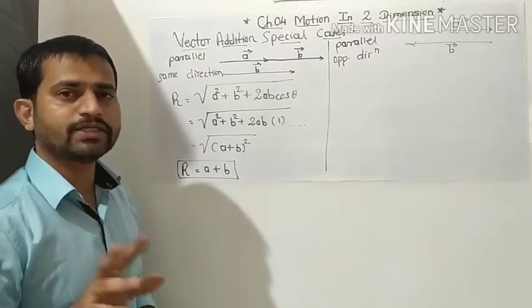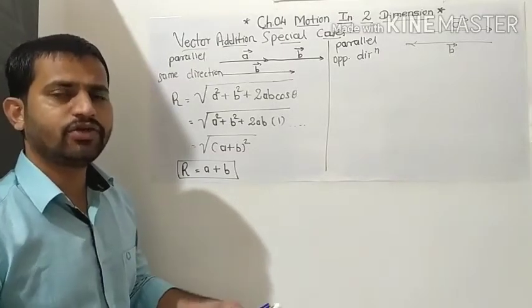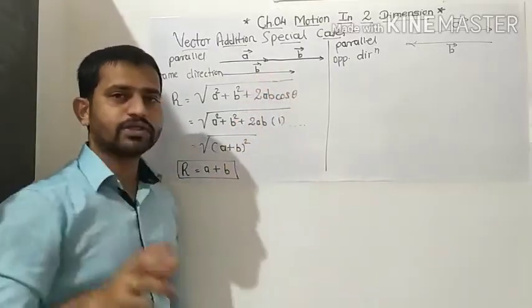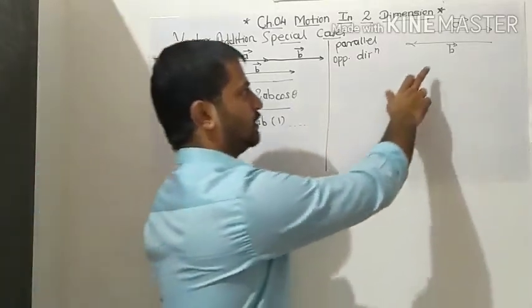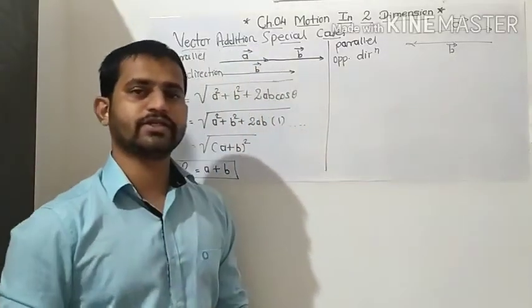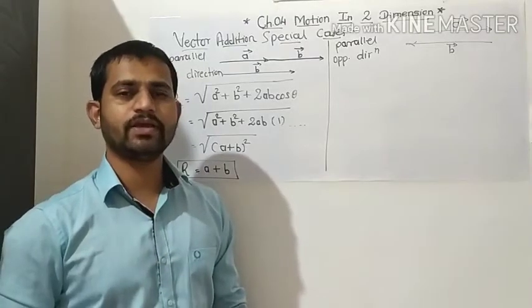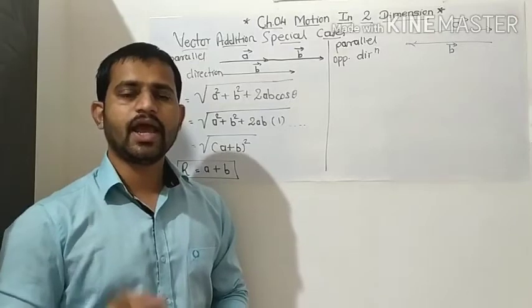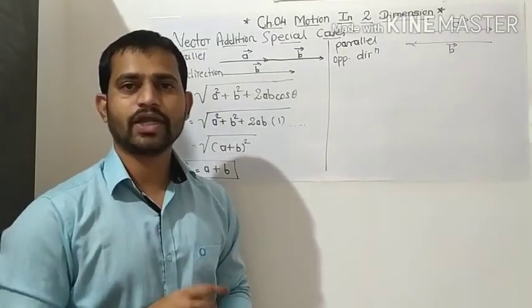The two vectors are parallel, so the angle between them will be either 0 or 180. Here both the vectors are along the same direction, but in this case the vectors are in opposite direction. So how much is the angle here? Here the value of theta will be 180.